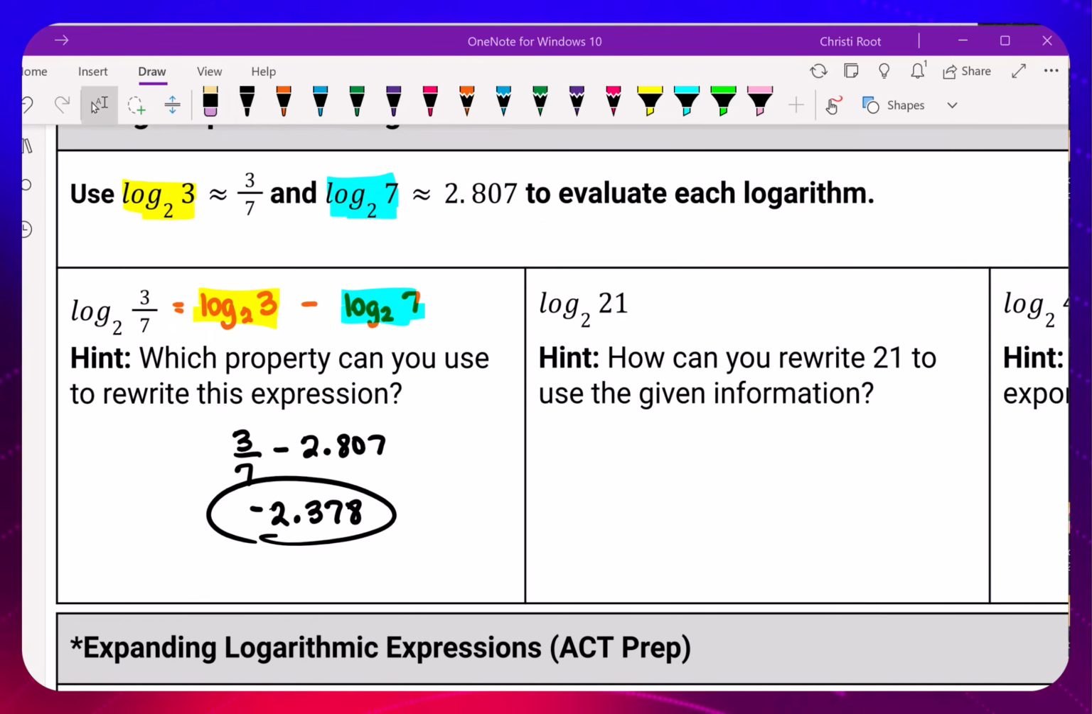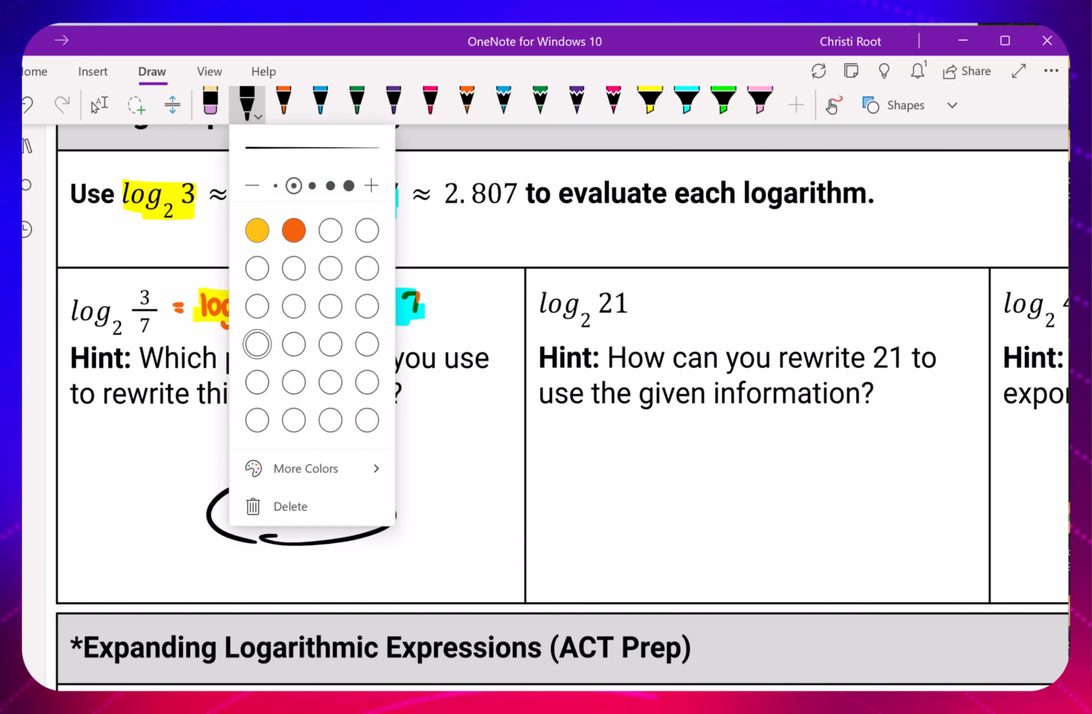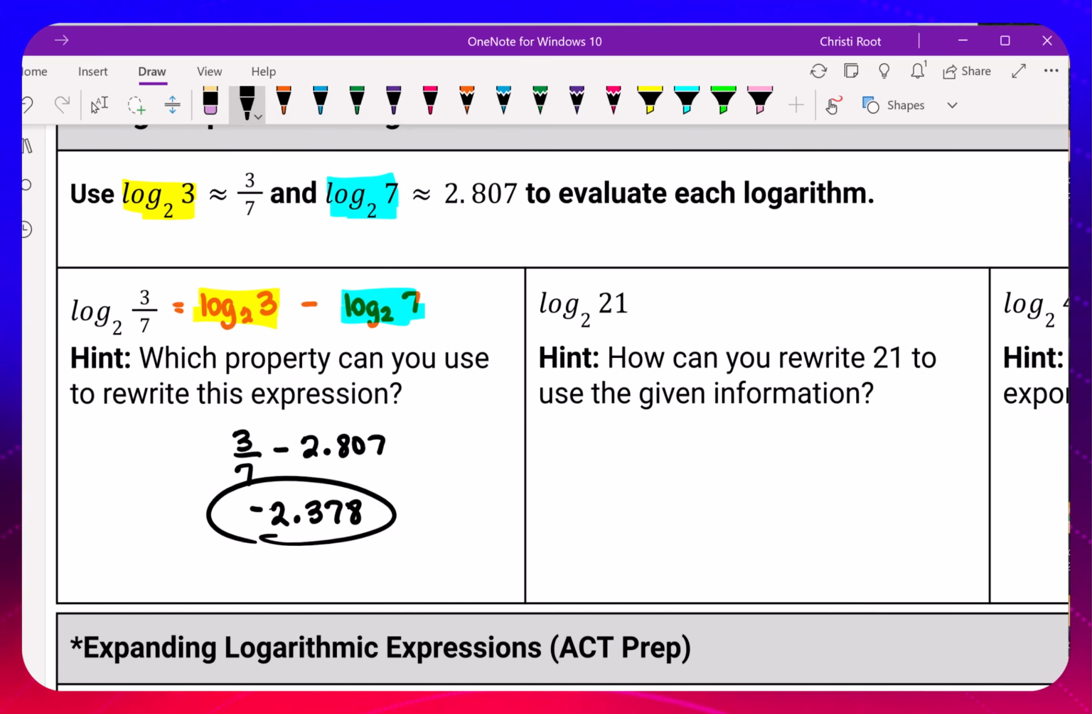So on the second example, I'll start out with a 21. So what we have to do is think, how can we rewrite 21 to use the 3 and the 7? Well, I know that the log of 21 can be rewritten as log base 2 of 3 times 7.